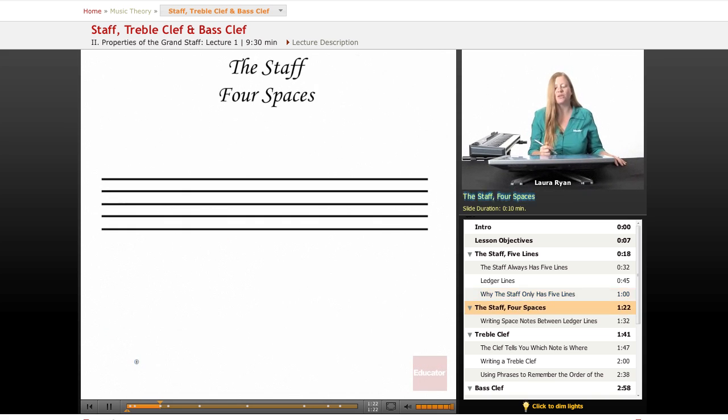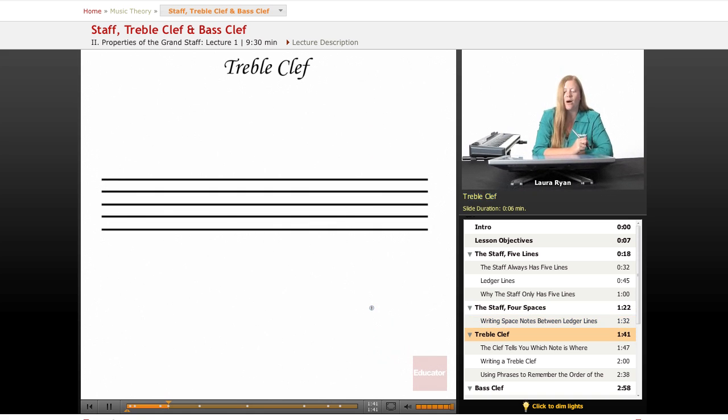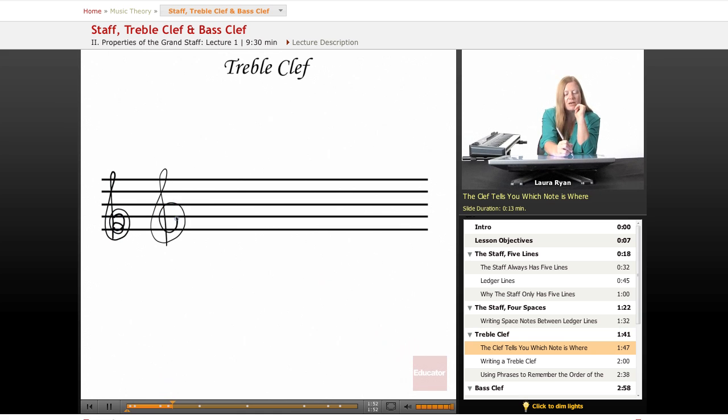So there are 4 spaces. 1, 2, 3, 4. Okay. So, 4 spaces. If you have any other space notes, we write them between the ledger lines, above or below the staff. So, the way we are reading music is with a clef. The clef is telling you which note is where.